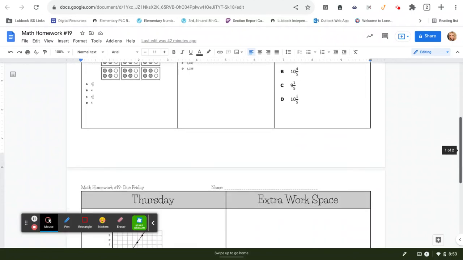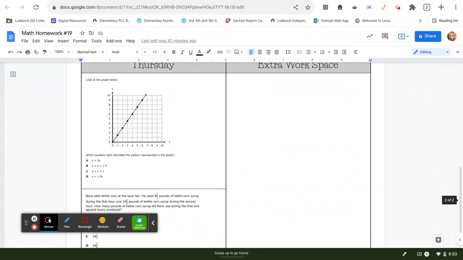Okay, and Thursday. Look at the graph below. Which equation best describes the pattern represented in the graph? So you need to make your t-chart, x and y.